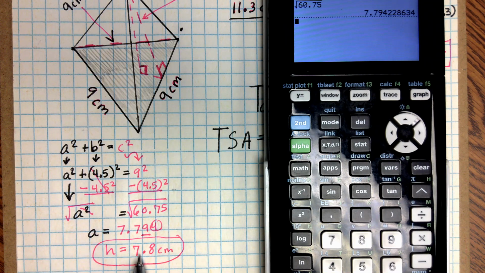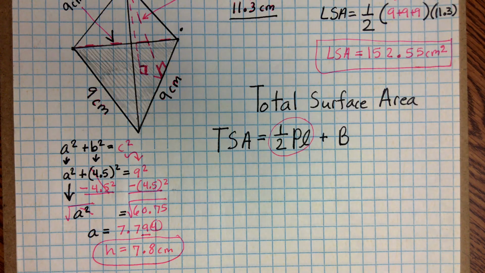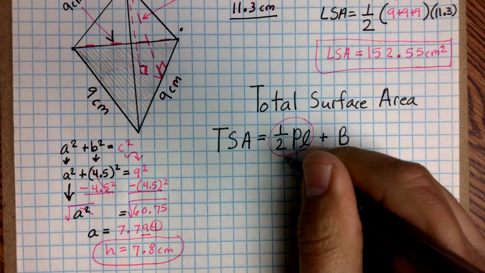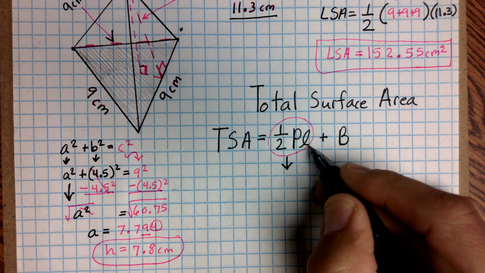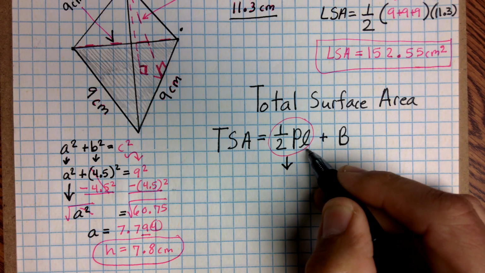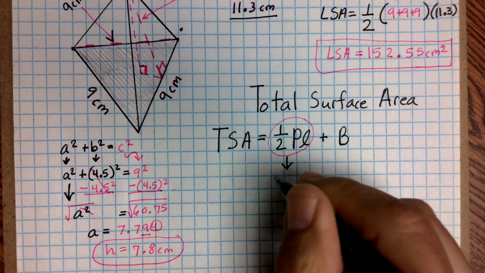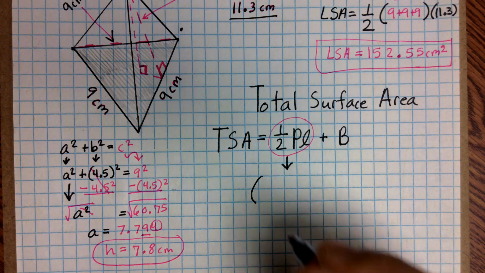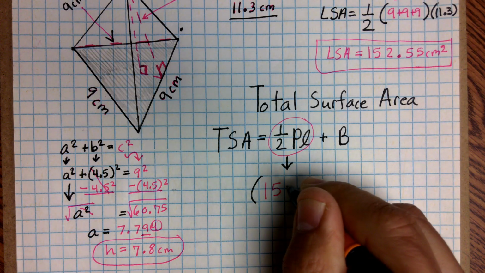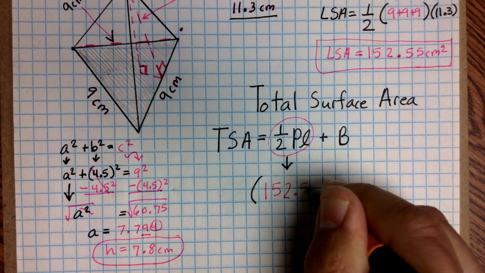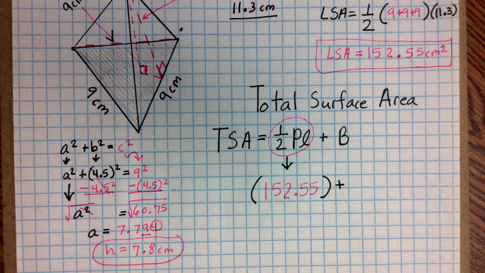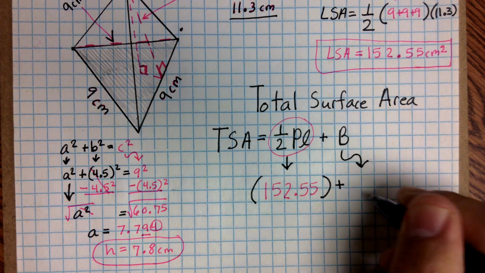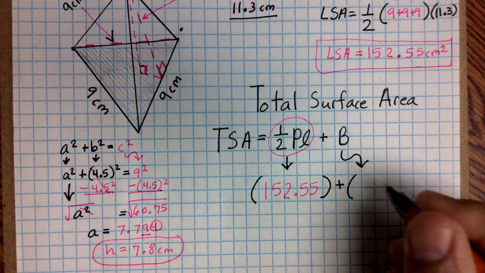And now we're going to use this value in our formula for our height in order to find the area of our base. So let's go over here. We already know that this right here, 1/2 times the perimeter times the slant height, represented the lateral surface area, and our value for that, I'm going to put in parentheses, is 152.55, and we're simply going to add that to big B, which is our area of the base.